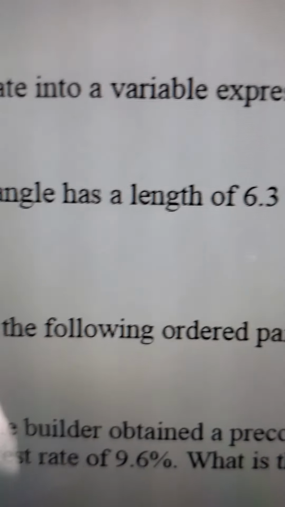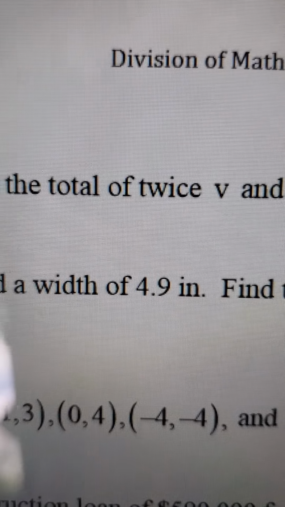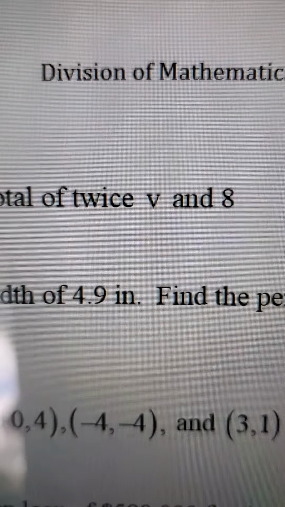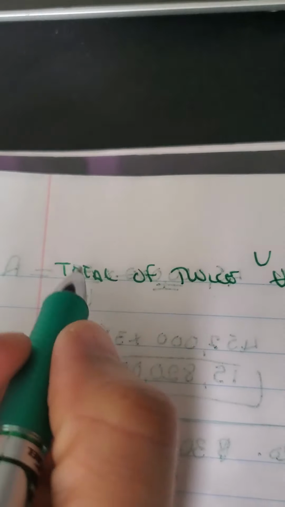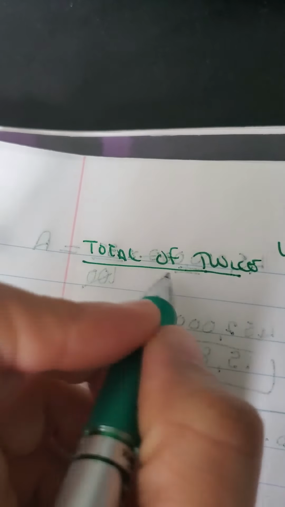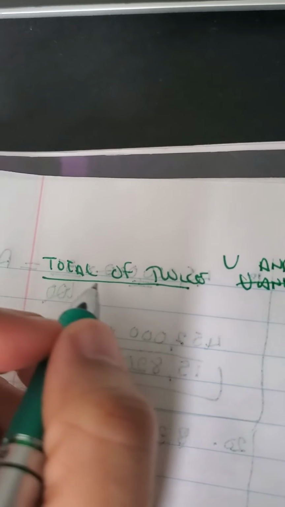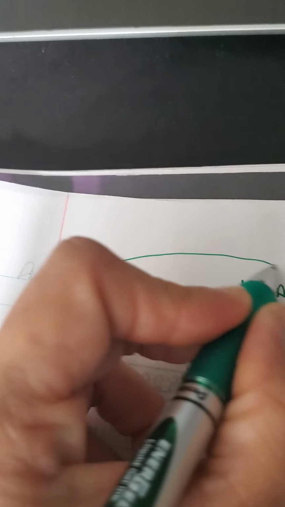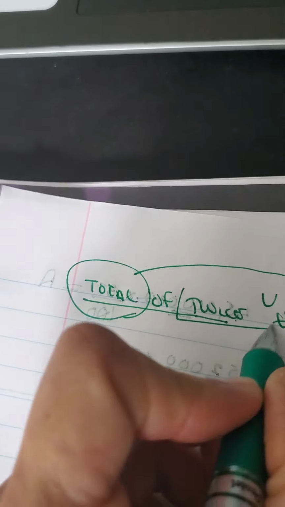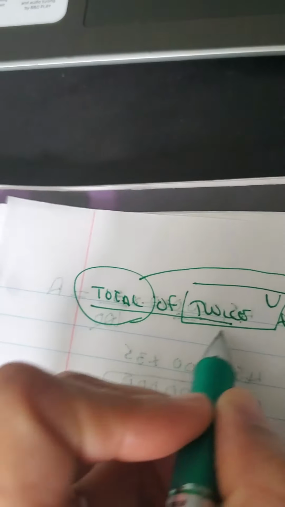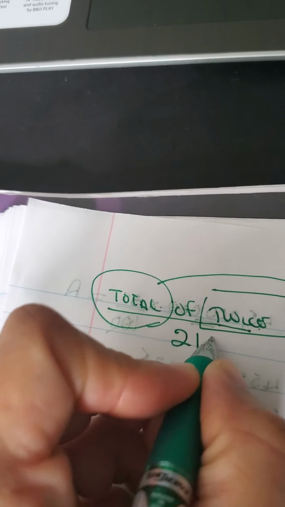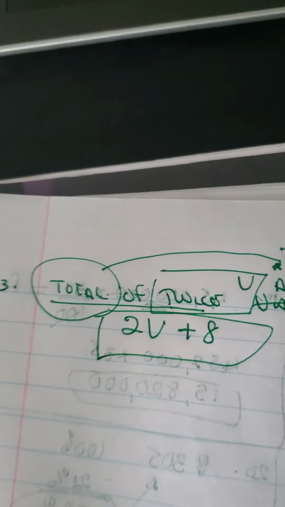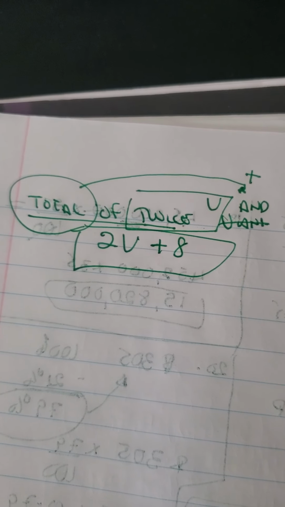So 23 says translate into a variable expression the total of twice V and 8. It says the total. All right, so we're talking about total, so we're talking about sum. We're adding. What are we adding? So it means it's going to be 2 terms, right? We're adding twice V, right? And so wherever your "and" is is where you put your operation. Twice V. What about V? 2V and 8. That's 23 for you.